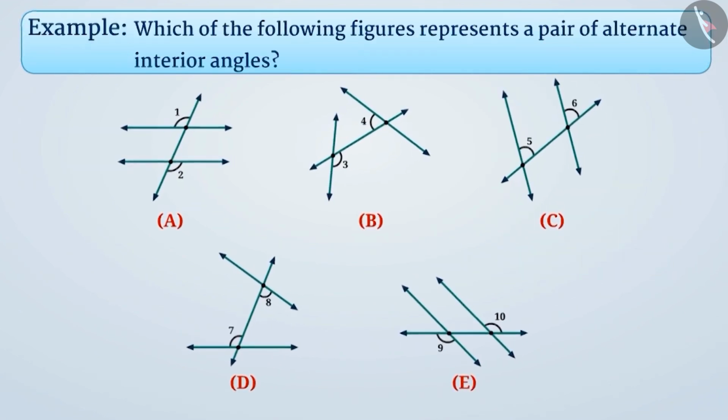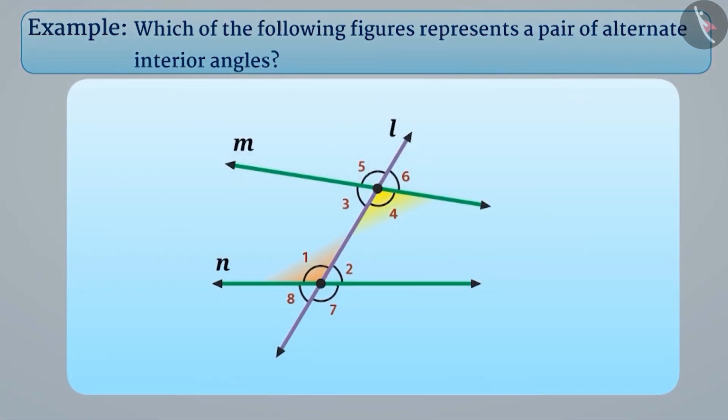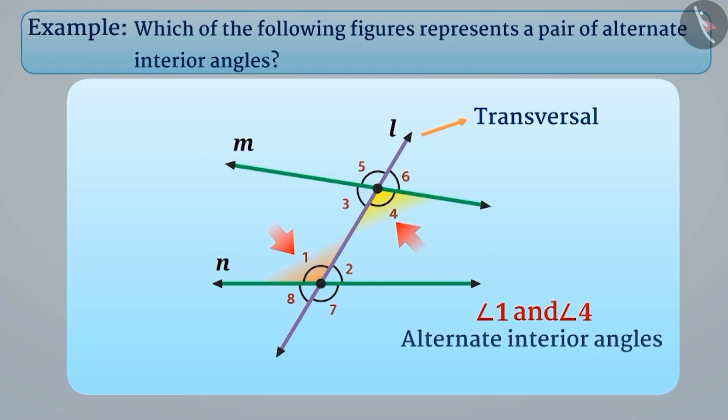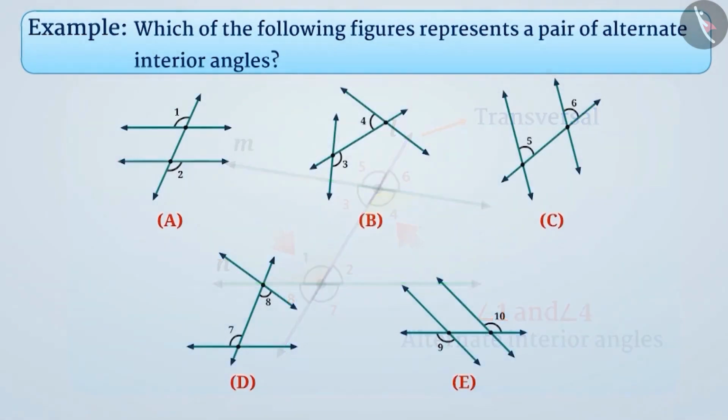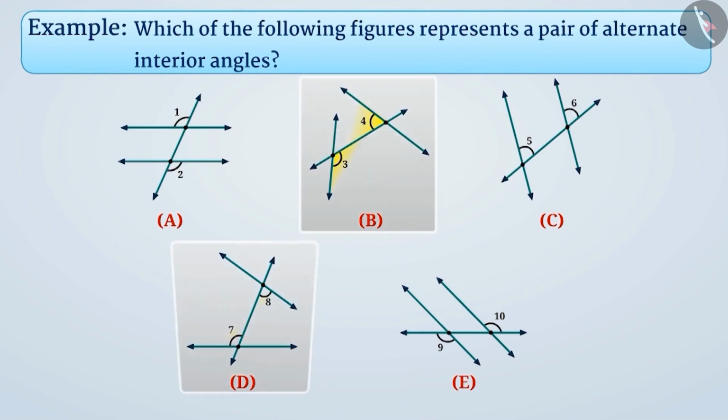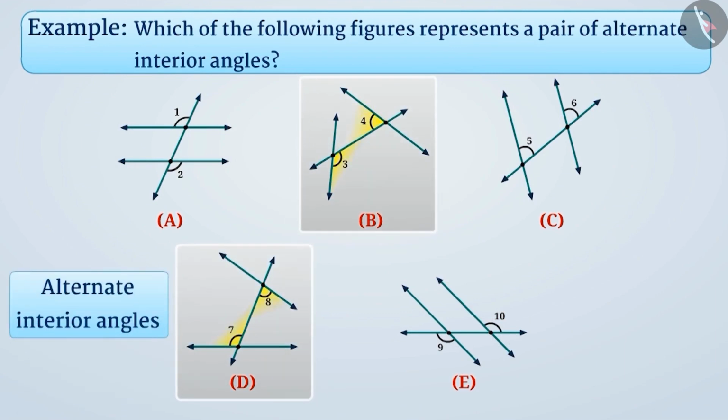Next example. Which of the following figures represents a pair of alternate interior angles? Come on, let us solve the second question. We have learned that two angles having a different vertex and are on the opposite sides of the transversal are called alternate interior angles. According to this definition, figure B and figure D have alternate interior angles.